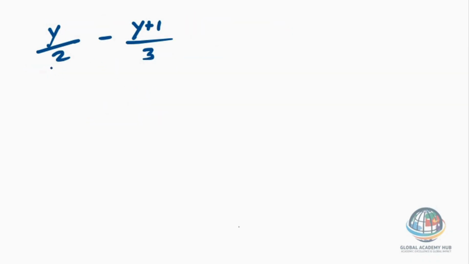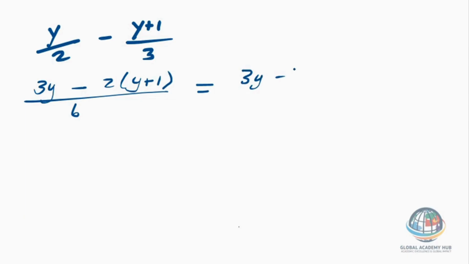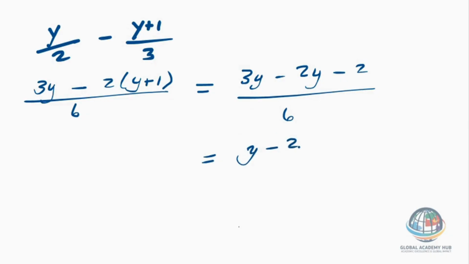Here I have y over 2 minus y plus 1 over 3. And so the least common multiple being 6 gives me the denominator. So 2 into 6 is 3. So that becomes 3 times y. Minus 3 into 6 is 2. That becomes 2 times y plus 1. Let's remove those brackets. So I have 3y minus 2y. Minus 2 times a positive 1 is minus 2. All divided by 6. 3y minus 2y is y. We have minus 2 over 6. And that's my answer.